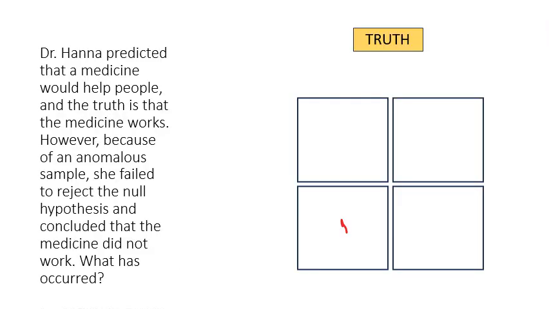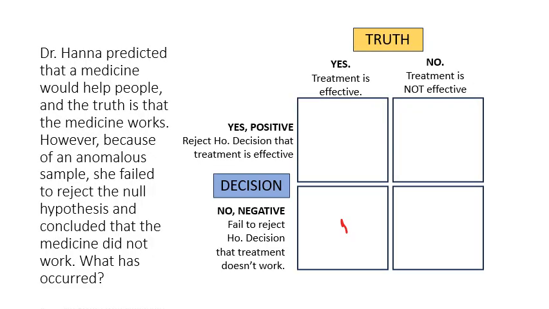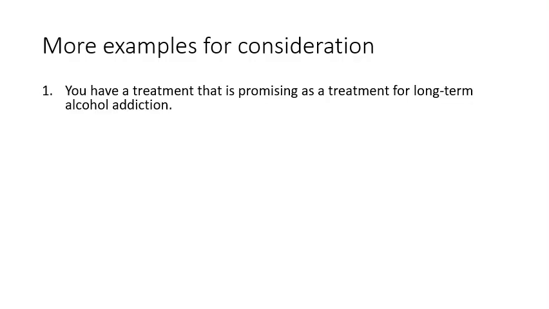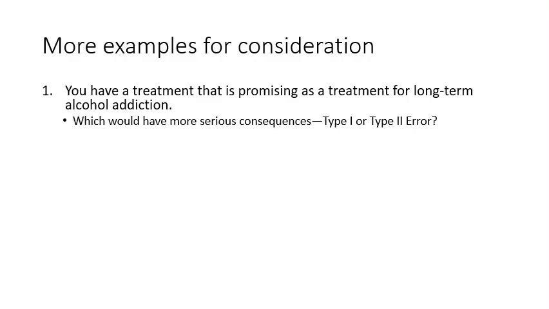And once again, I did lay this out here in the grid so you can see what that looks like. So finally, let's just look at a couple other questions that maybe we'll talk about in discussions in class if we have that opportunity. Imagine that you have a treatment that's promising as a treatment for long-term alcohol addiction. Which would be more serious, a type 1 or a type 2 error? Isn't that a good discussion question?